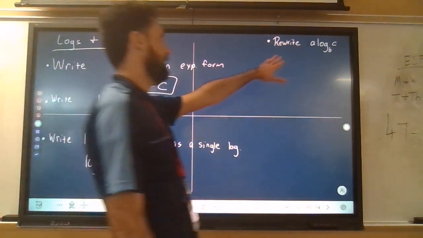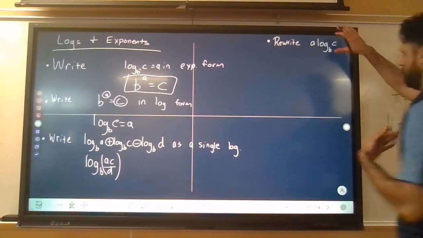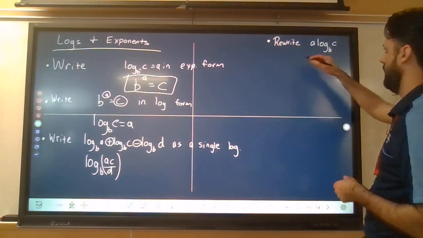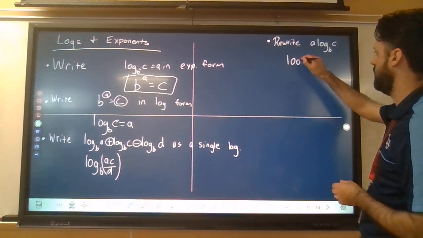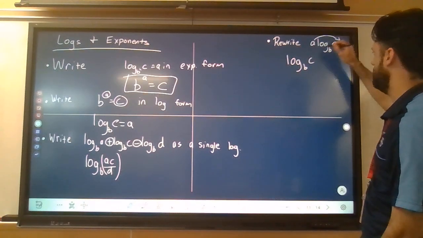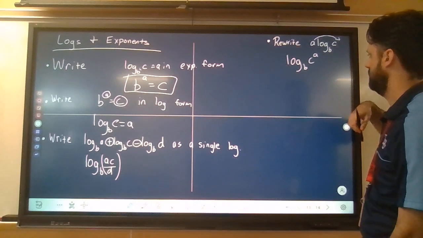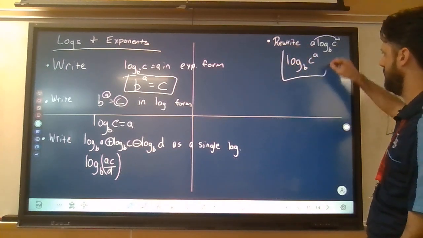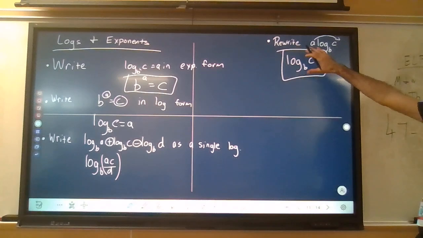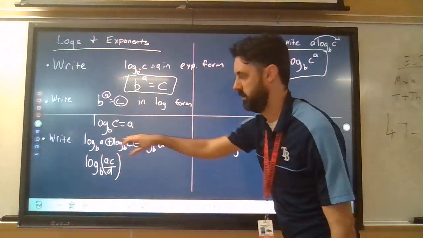The last thing is just rewriting this, not in exponential form, just rewriting it in another way. Anytime you have a number out front, that number is allowed to jump up into the exponent right here, like this. Oftentimes, on questions later on down the road, this property gets combined with this one here.